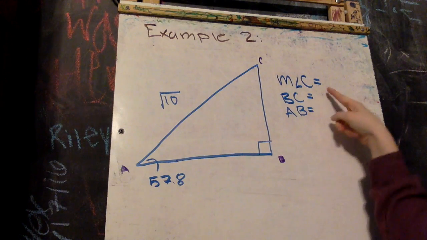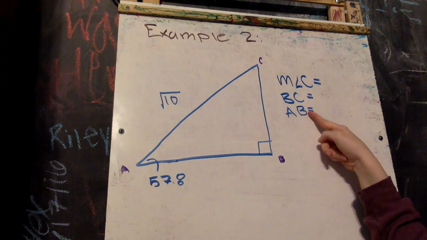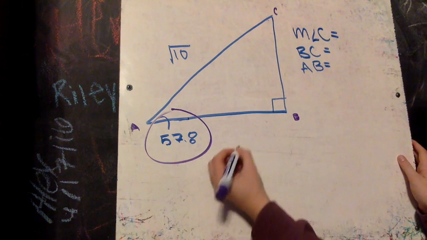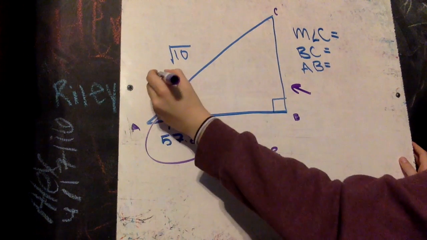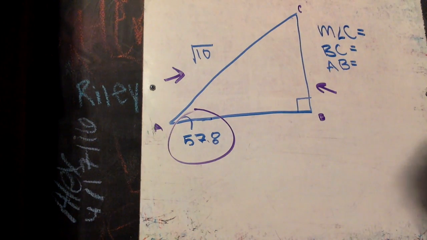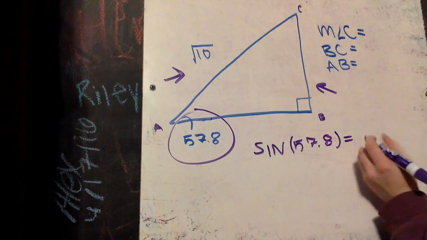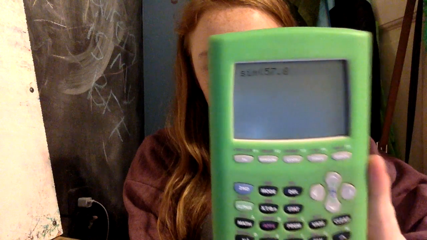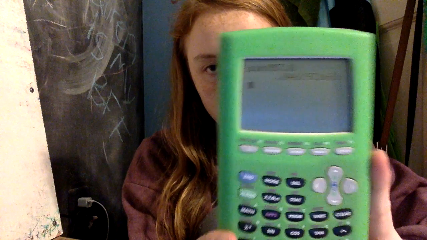In example 2, we are told to find the measure of angle C, the measure of line BC, and the measure of line AB. First, let's find the measure of BC. We know that we have to use the sine ratio because we are given an angle and we have to find the side opposite it, and we have the hypotenuse of the triangle, which is radical 10. So, now that we know we have to use sine, our ratio will become sine of 57.8 equals BC over radical 10. So putting sine of 57.8 in our calculator, we find that it is 0.85.